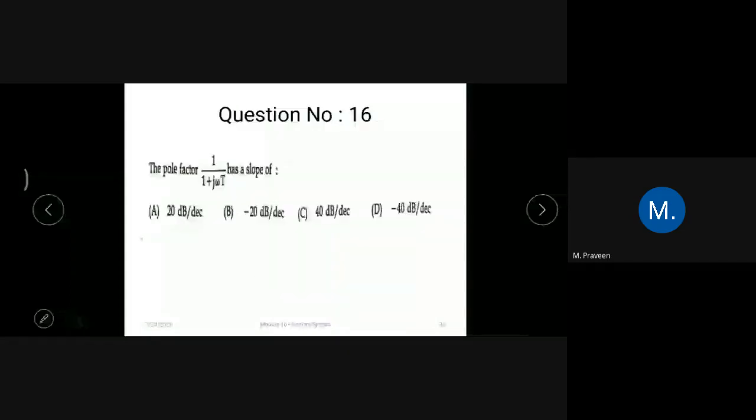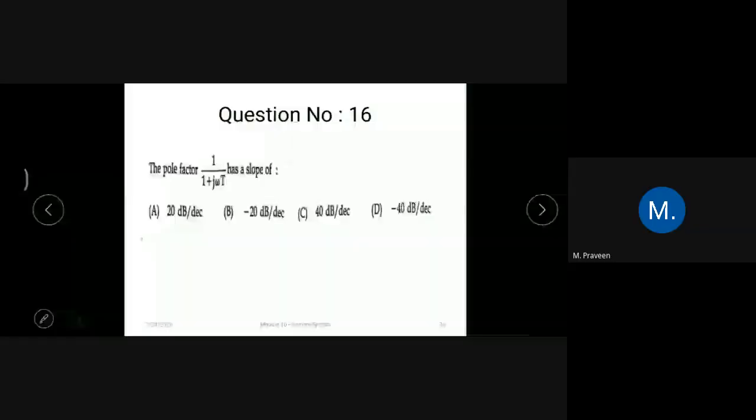Now the next 3 to 4 questions are choice for the participants. You can answer directly. The pole factor 1 by 1 plus j omega t has a slope of: A, 20 dB per decade; B, minus 20 dB per decade; C, 40 dB per decade; or D, minus 40 dB per decade. Can you answer in the chat box? I will give a clue. There is only one j omega.